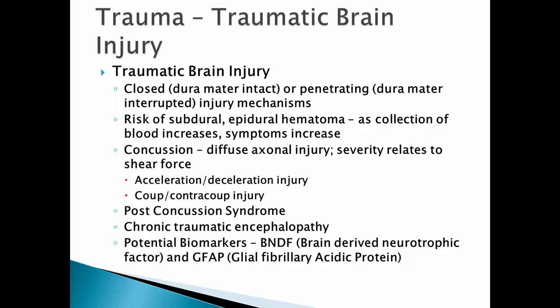A closed traumatic brain injury means that the dura mater remains intact. In a penetrating traumatic brain injury, the dura mater has been interrupted by the injury mechanism. We know that with traumatic brain injury, there is the risk of either subdural or epidural hematoma. This is a collection of blood in the space, and as the collection increases, the negative symptoms of the traumatic brain injury also increase.